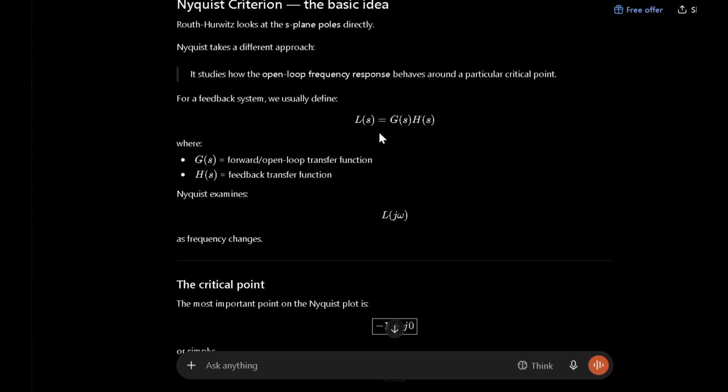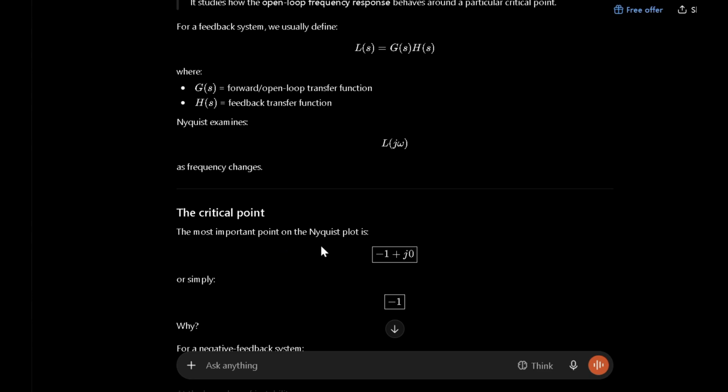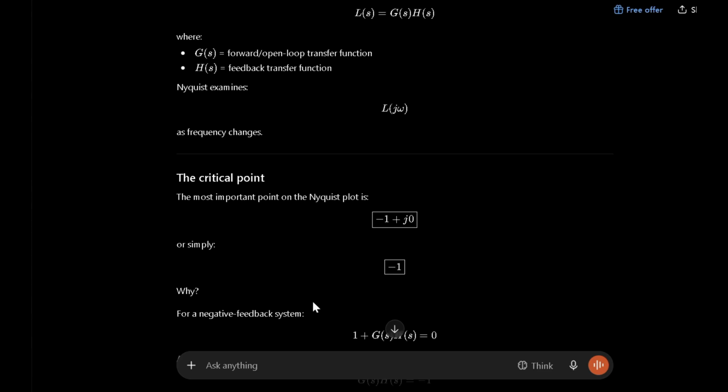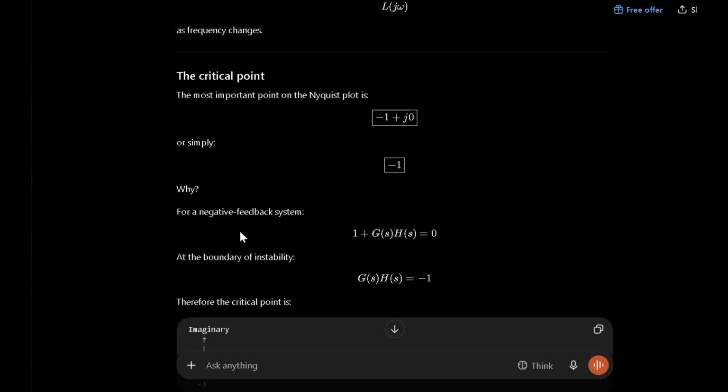G of s is the forward open loop transfer function. H of s is the feedback transfer function. Nyquist examines L of j omega as frequency changes. The critical point, the most important point in the Nyquist plot, is -1 plus j0, simply -1. Why? For a negative feedback system, 1 plus G of s times H of s equals 0. At the boundary of instability, G of s times H of s equals -1. Therefore, the critical point is -1.